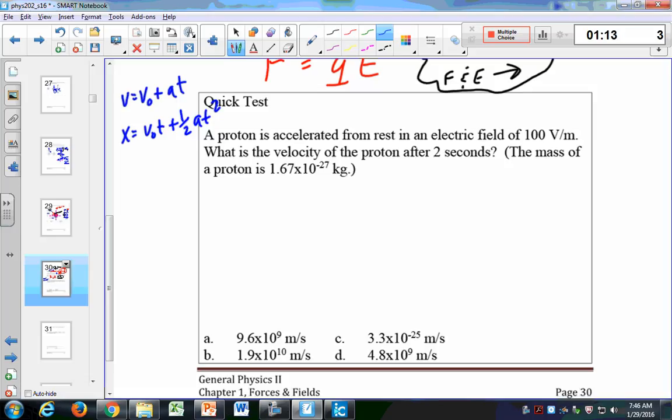So find the force, find the acceleration, and then here we're looking for the velocity. Find the velocity. You'll need to know the charge. The charge isn't given, but you can look back in your notes if you don't remember it.